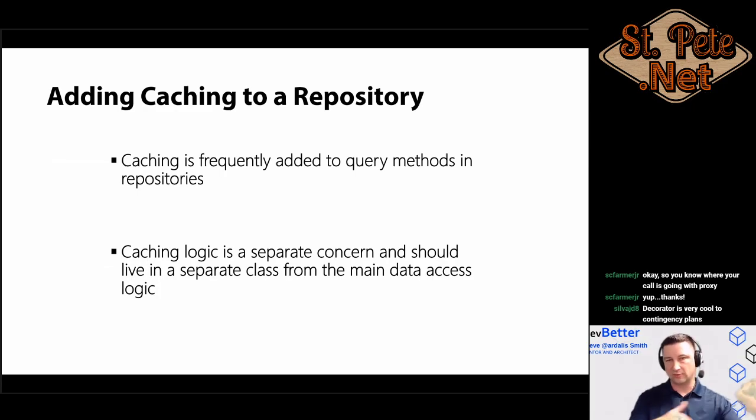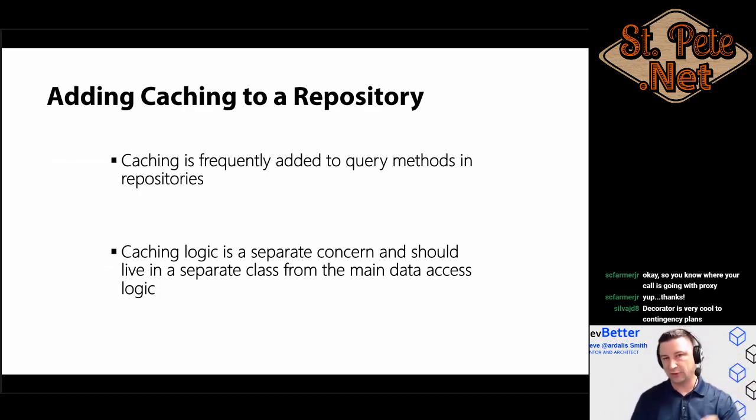You don't want to just go into your repository, your data access library, and start adding caching to all your methods that fetch data, because you're going to have a lot of repetition. All your methods are going to get bigger and more complex and have a bunch of if statements in them. And they're mostly going to look the same. So you're going to be breaking the don't repeat yourself principle.